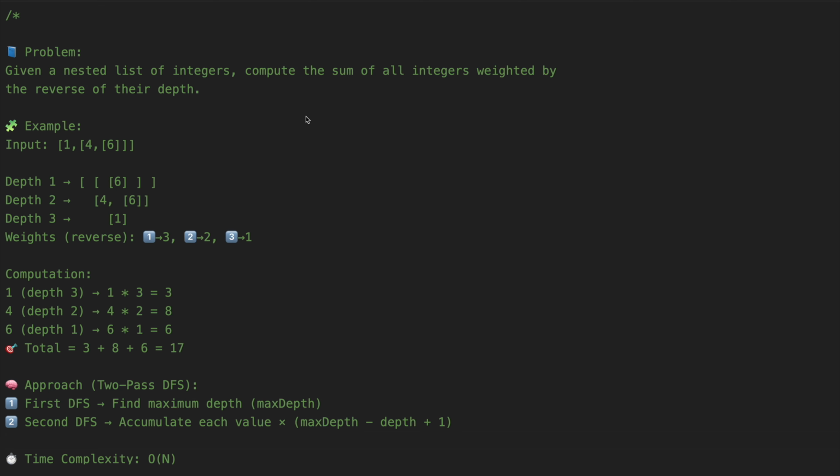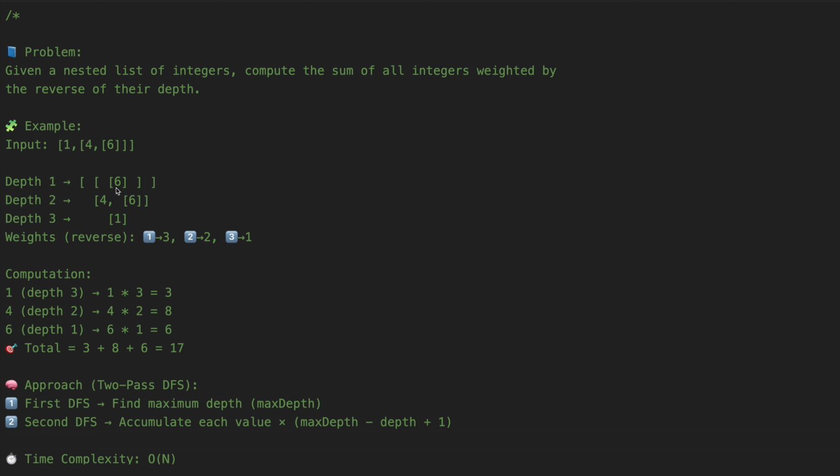Hi everyone, today we have a problem where we are given a nested list of integers and we need to compute the sum of all integers weighted by the reverse of their depth. So what does that mean? For example, let's take this example where we have an input 1, 4 and 6, and we need to first find the depth of each integer, right?